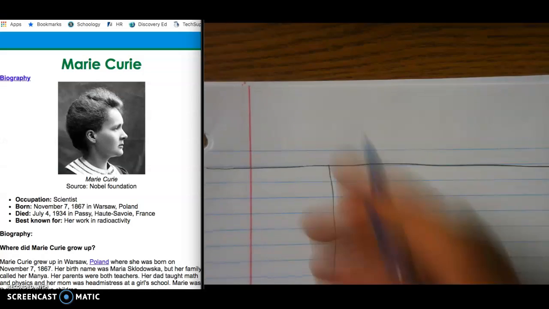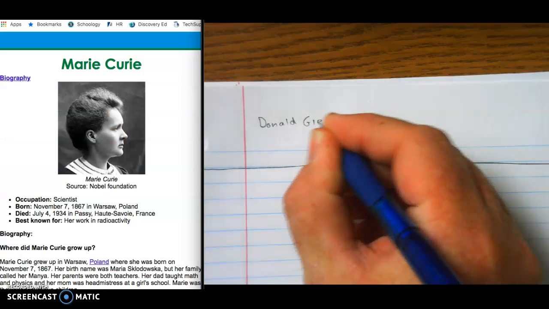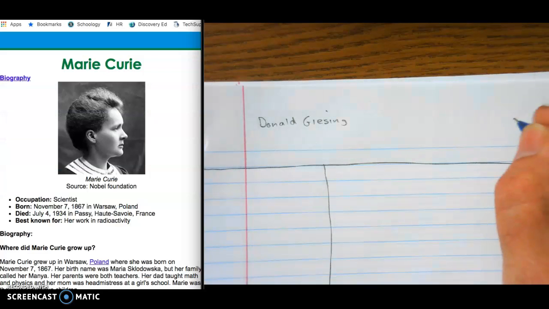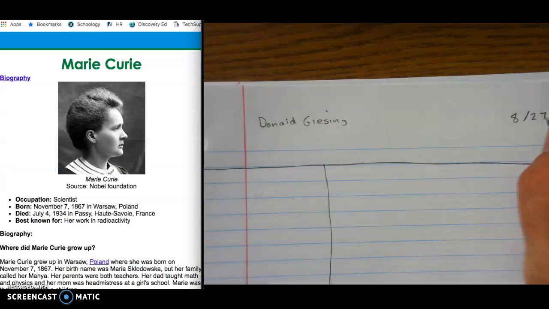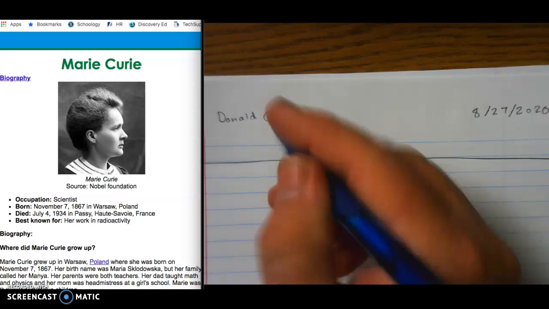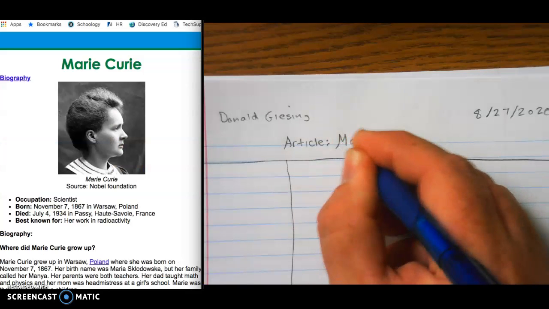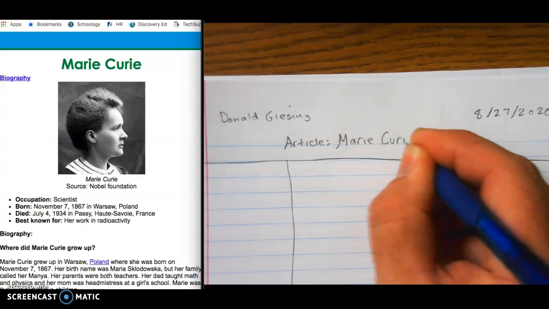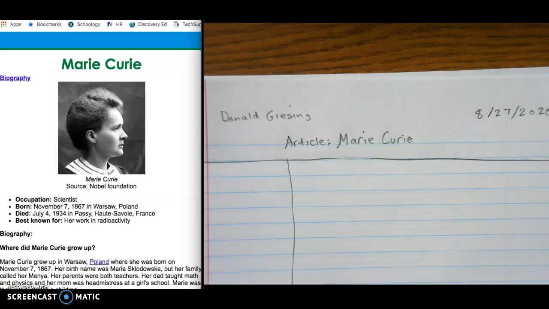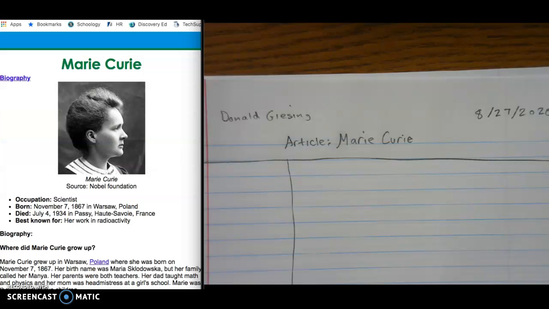Okay. And again, we're going to put our name, and the date, and we're going to put the title of the article, Marie Curie. Now the idea behind Cornell Notes is we're going to read the article, and as we read, we're going to pick out the important parts, important things that we think we need to know.